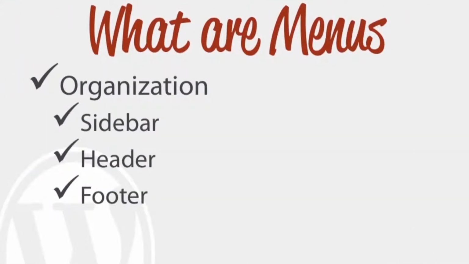So first thing, what can menus be used for? Generally, we can think of it as a way to organize our website. We'll have a lot of different content on our website organized into different categories, posts and pages. So it's a good way to organize the different content on our website. Generally, menus show up in your sidebar, in your header, or in your footer, but they can definitely show up in a lot more places.